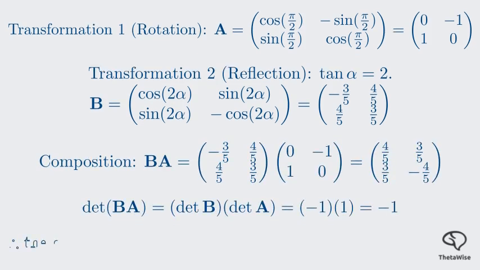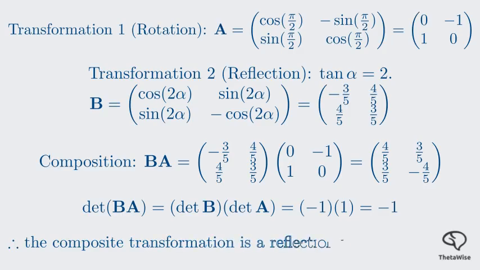The determinant of this composite matrix is the product of the individual determinants, which is negative 1 times 1, which is negative 1. A determinant of negative 1 tells us this composite transformation is a single reflection. We can find the mirror line by solving for the new angle alpha, which turns out to be y equals 1/3 x. This example beautifully illustrates how to find a single matrix that combines multiple transformations, and how the properties of the individual matrices can help us identify the final outcome.